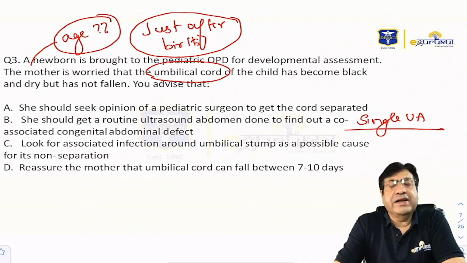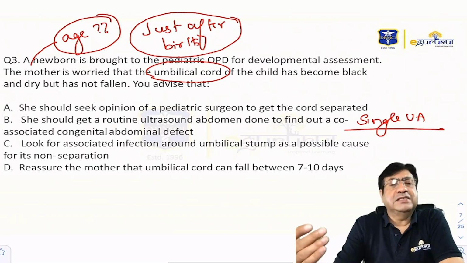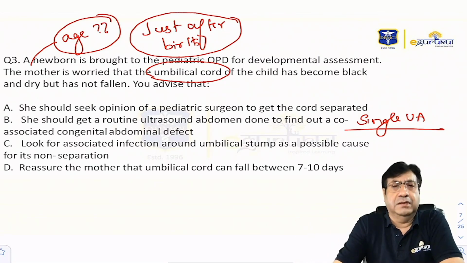Normally, there are two umbilical arteries and one umbilical vein. But in case there is a single umbilical artery, you might suspect congenital genitourinary defects, congenital gastrointestinal defects, or even congenital heart defects. Genitourinary defects, especially unilateral renal agenesis, for example, are quite commonly seen in these cases. But for a cord that has not fallen, it is unlikely that it will be associated with a co-associated congenital abdominal defect. I am again and again specifying that the age of the child should have been mentioned here. That would have been better for us in answering the question. But I am still taking it as a child who has been brought just after birth.